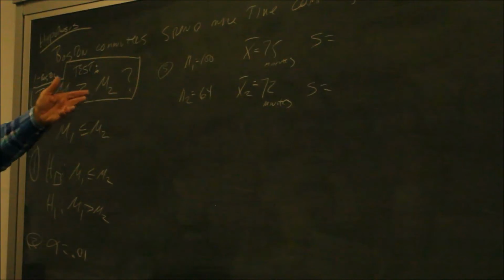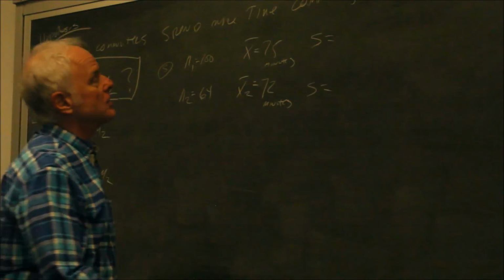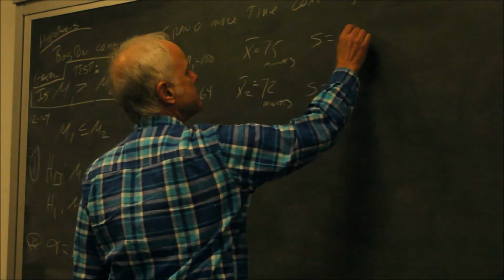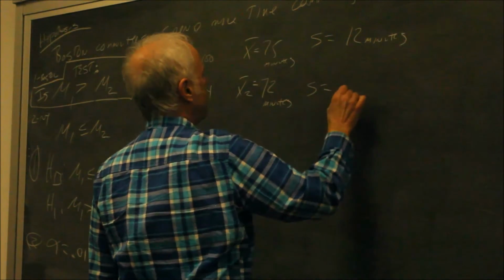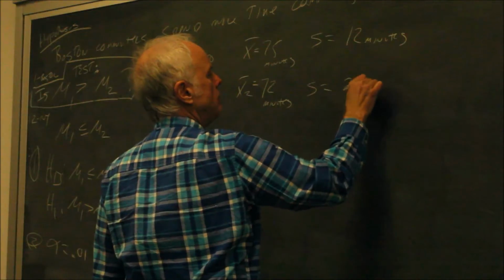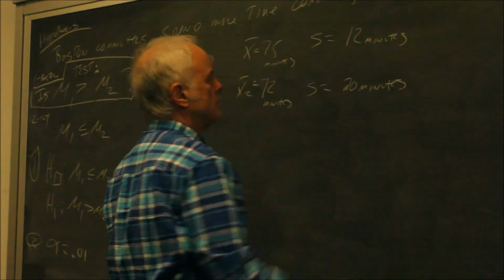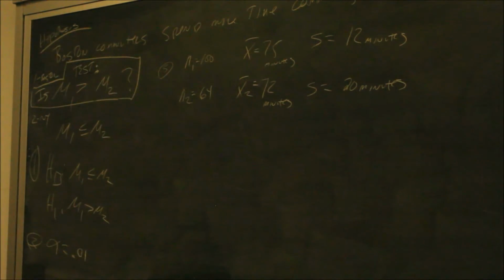And let's say we don't know sigma, we know S. Well, we don't know S, we have to calculate S. And we'll say that S is 12 minutes. And in New York, it's 20 minutes. Everybody remember, you have to know how to calculate S, the sample standard deviation. Okay.